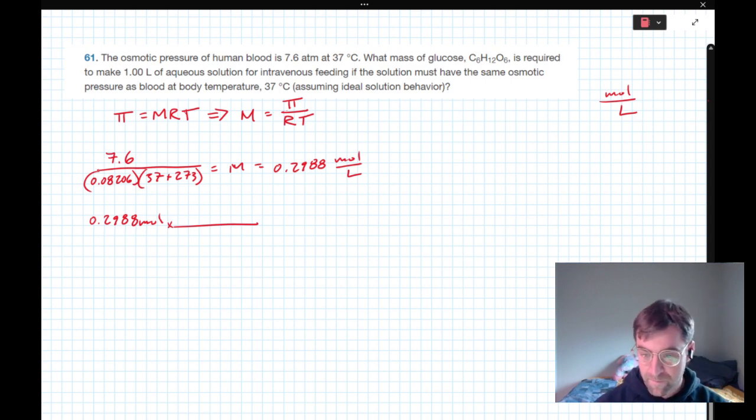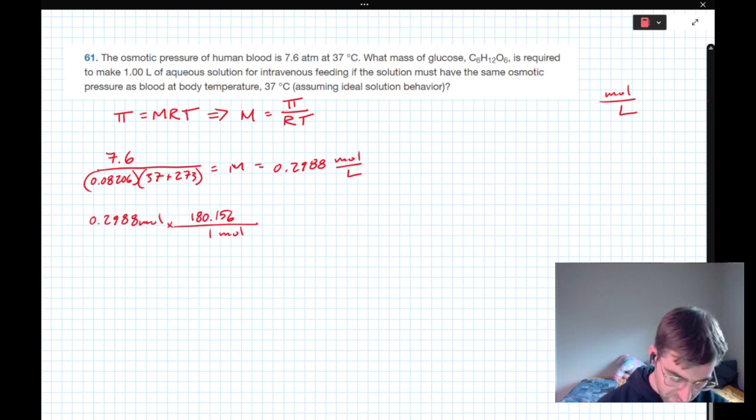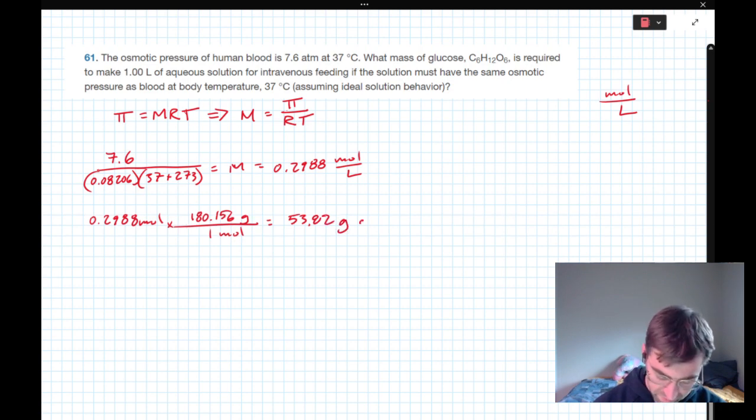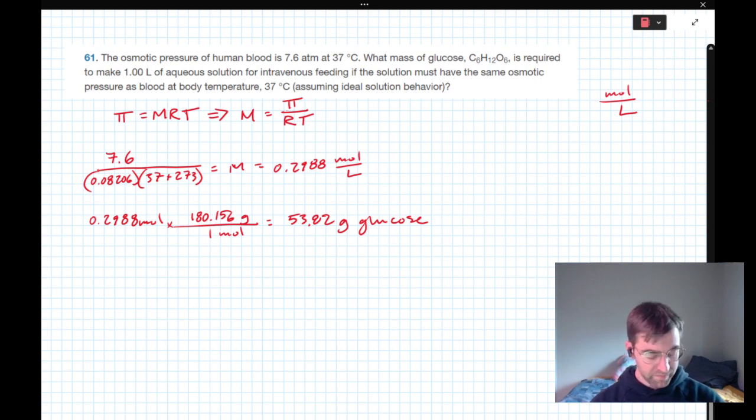of glucose. And for every mole of glucose, we have, I think that's 180.156 grams, which gives us 53.82 grams of glucose going into that IV. If the osmotic pressure were too low, we could actually pull nutrients out of the blood. If it were too high, we could start messing with the osmolarity of the blood and causing other problems.